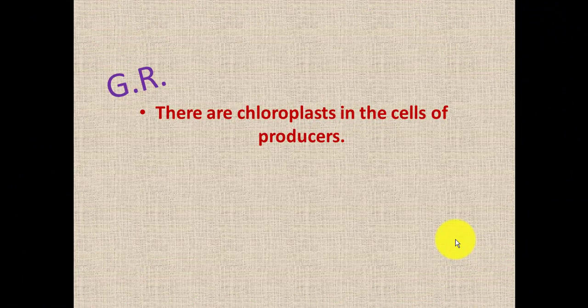Give reason. There are chloroplasts in the cells of producers. What is the cells of producers? As we said, it is the plant cells. There are chloroplasts because it makes its own food by photosynthesis process, and these chloroplasts absorb sunlight and carbon dioxide gas. Okay.